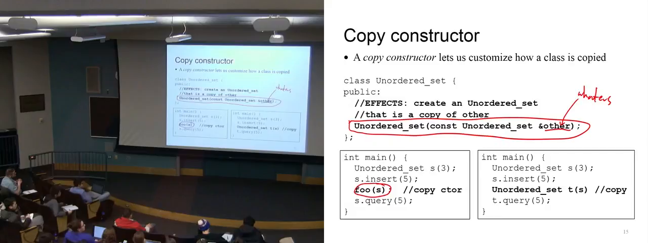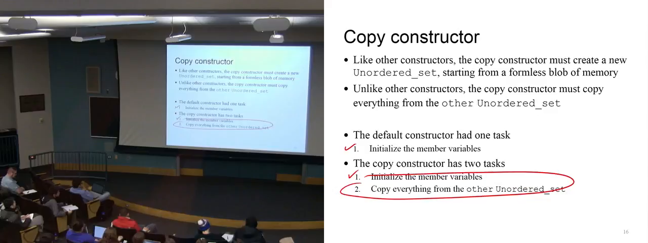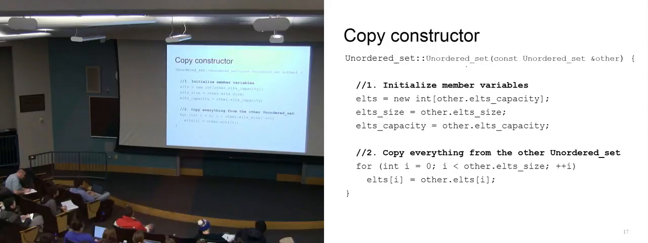Okay, so the new constructor, we start with a formless blob of memory. And before, when we wrote a default constructor, we initialized the member variables. We're still going to do that. But then we're going to copy everything from the other set. So we do what the default constructor did in the past, plus some more work. You ready to do some more work? Let's do it. So here is the implementation of my unordered set copy constructor.